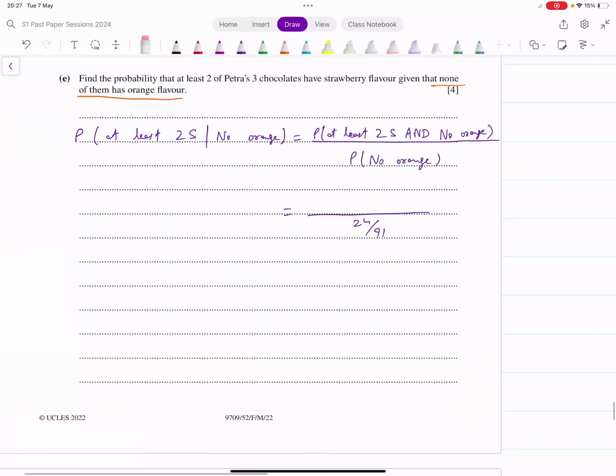Now, what are the possibilities that you could have? If you want at least 2 S, one possibility is, let me do that on the side. You have S, S and lemon, or you have SSS. These are 2 cases that satisfy these two conditions. Find the probability for each one of them.